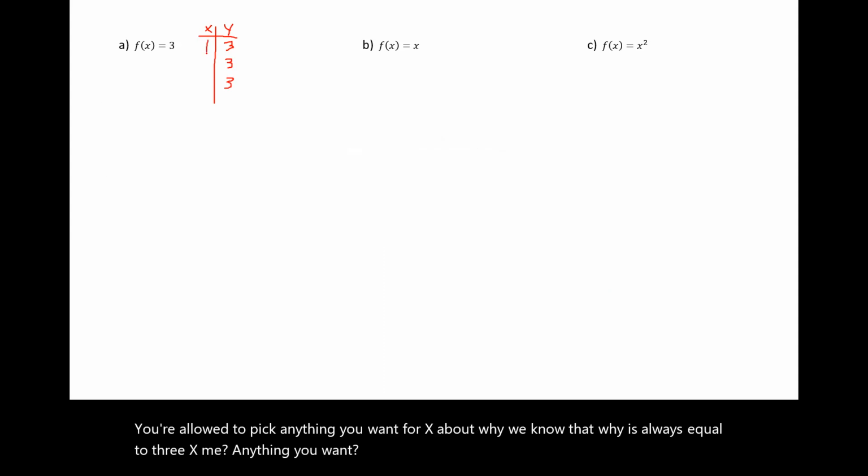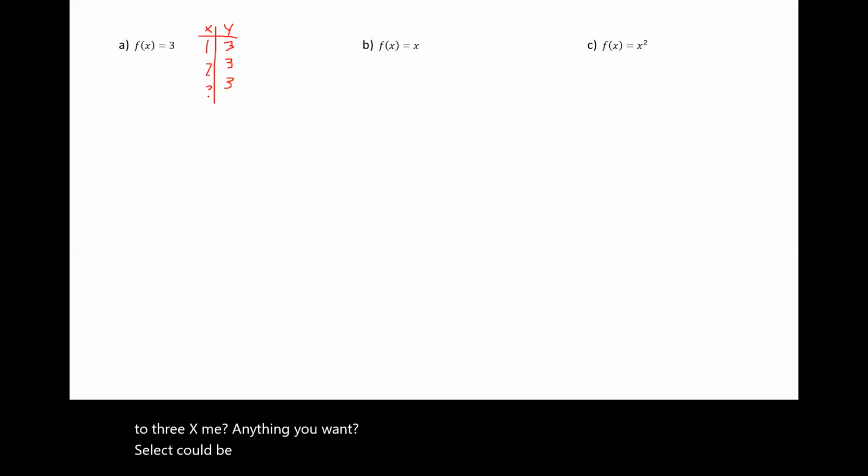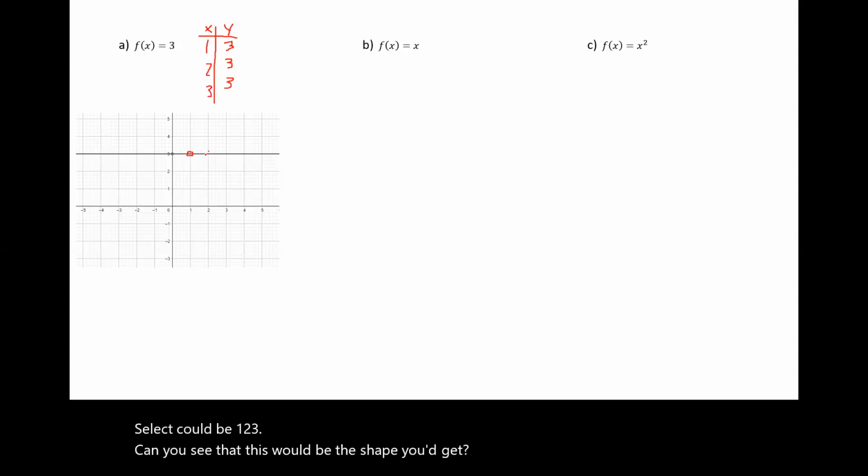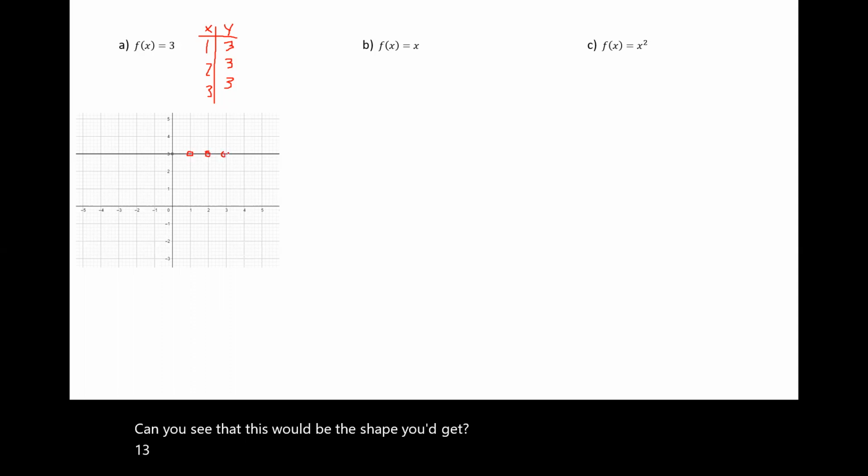So x could be 1, 2, 3. Can you see that this would be the shape you'd get? 1, 3, 2, 3, 3, 3. Gives you a nice straight line going through 3.